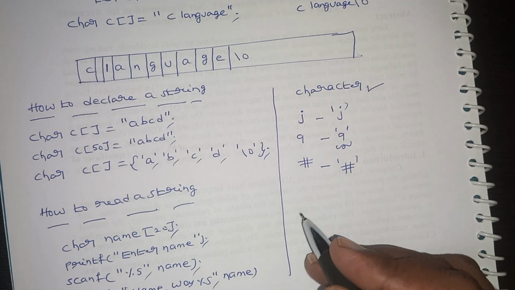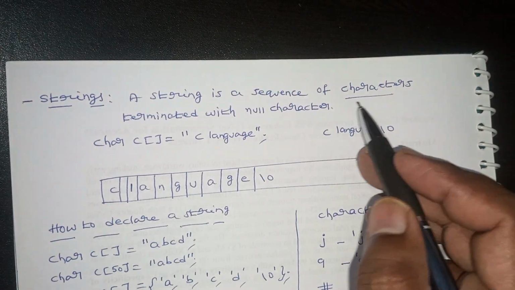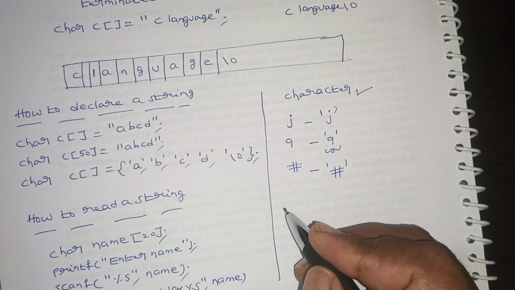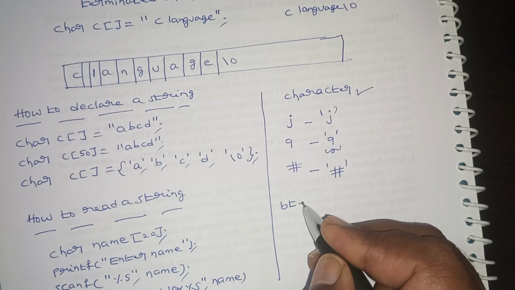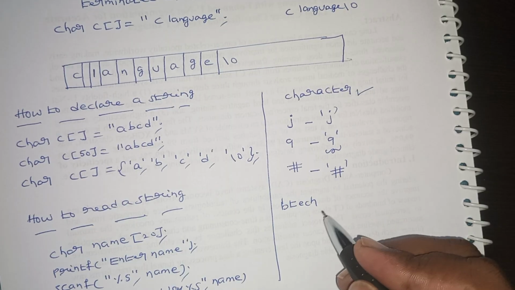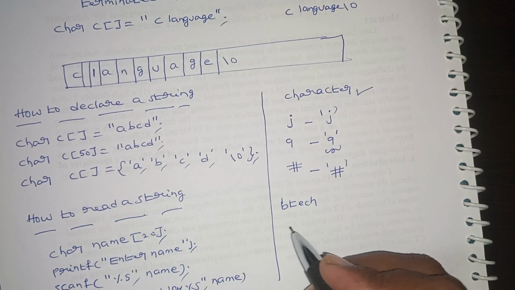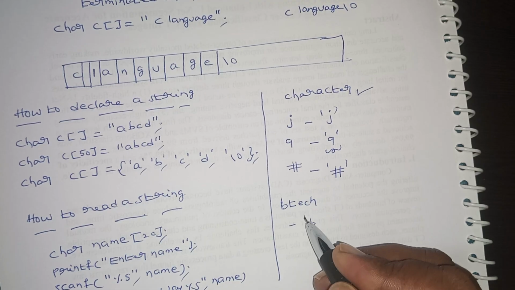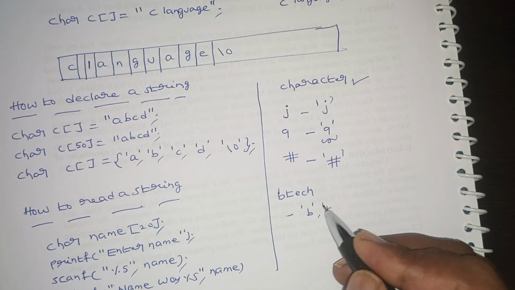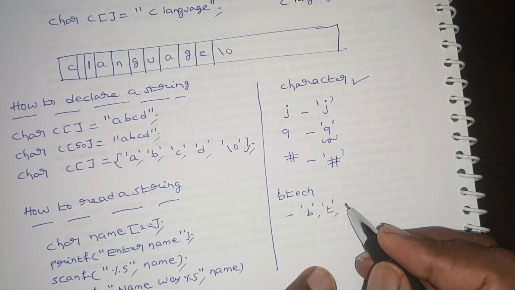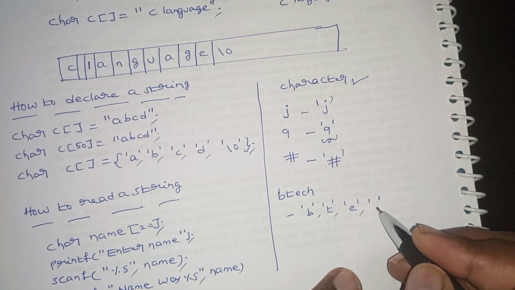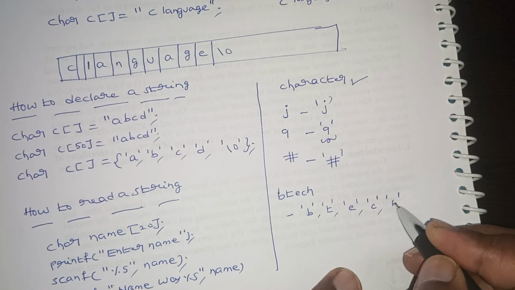Like that, what is a string? It is a sequence of characters. Now I will take an example. If you take B tech, what is B? You represent this as 'B', comma, 'T', comma, single quote E, comma, single quote C, comma, single quote H.